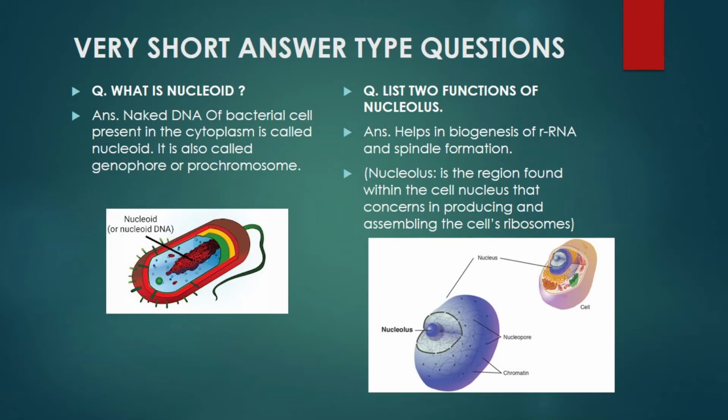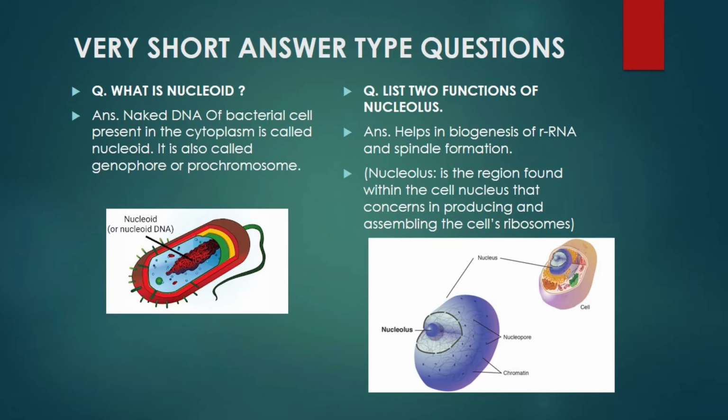So coming to the next question, I forgot to put the number, so I think it won't be an issue for you. The next question is, what is nucleoid? We have seen nucleus and nucleolus in the last part, but we didn't see nucleoid, right? So this one is a new thing. Nucleoid is the naked DNA of a bacterial cell present in the cytoplasm. It is also called genophore or prochromosome.